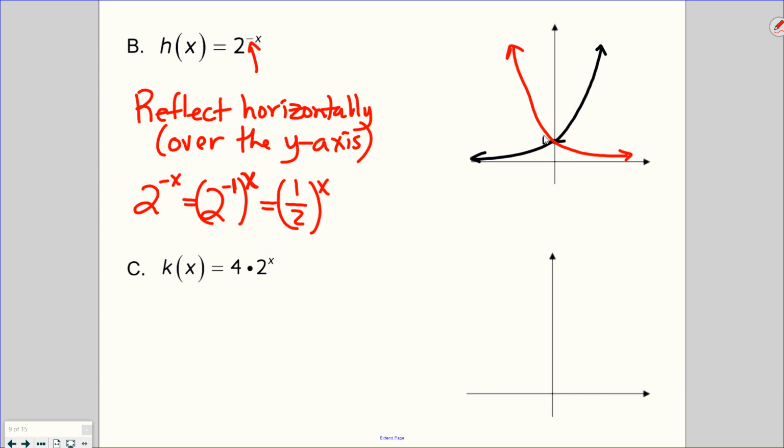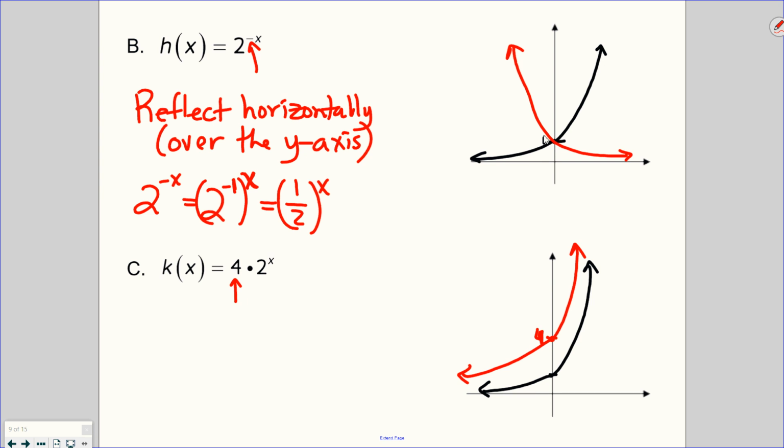All right, on the next one, the thing that's been done different is this 4 in front, which means that instead of crossing at 0, 1, so my original graph would have been back here again, crossing at 0, 1, you are now going to be crossing at 0, 4, because remember, a is that initial value. So I'm going to get basically the same graph, it's just that it's up at 4 instead.